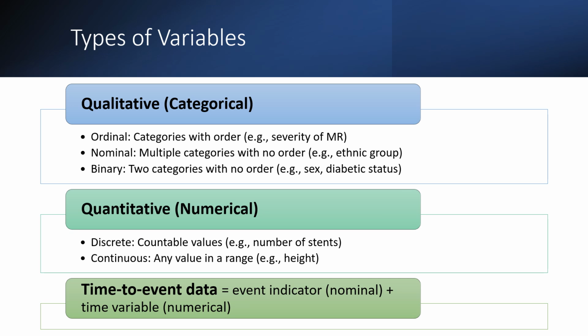Time to event data is a type of data where there is an event indicator, which is typically a yes/no variable, combined with a time variable, which is typically a numerical variable.